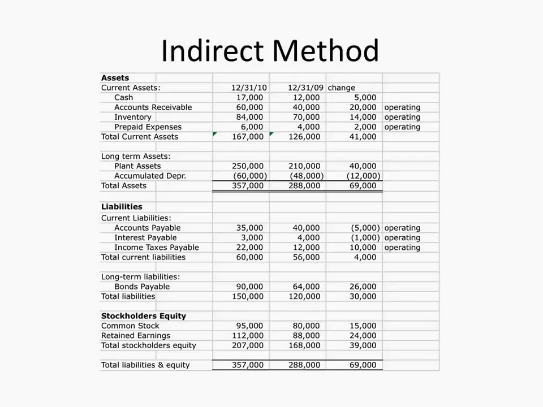We're looking at changes year over year in our accounts. Prepaid expenses went up by 2,000. Operating. What else are we concerned with when we're looking at the operating section of a statement of cash flows? Current liabilities. Good. I hope it didn't give it away that I also wrote in operating. So accounts payable went down by 5,000. We have to account for that. Interest payable went down by 1,000. Income taxes payable went up by 10,000. We have to consider all of these items when we're putting together our indirect method statement of cash flows. Now the question is, what do we do with those numbers?